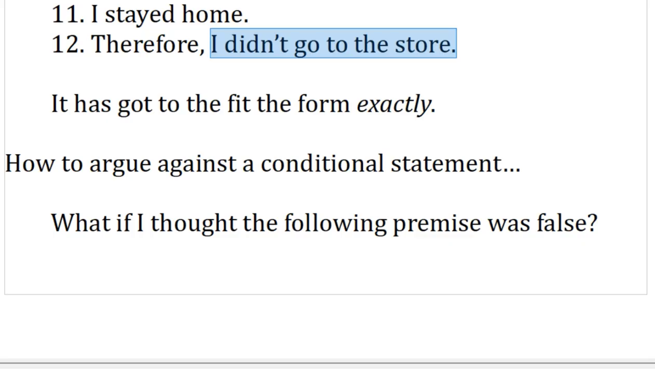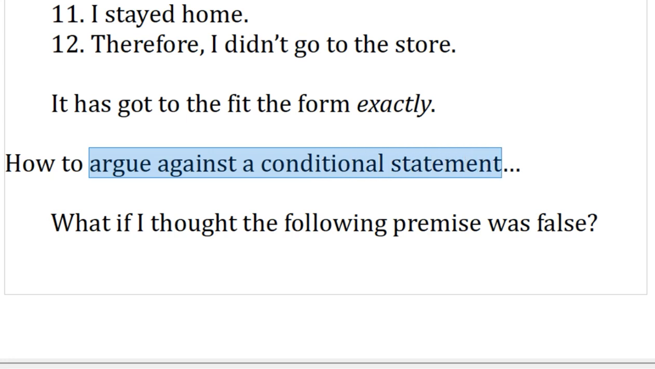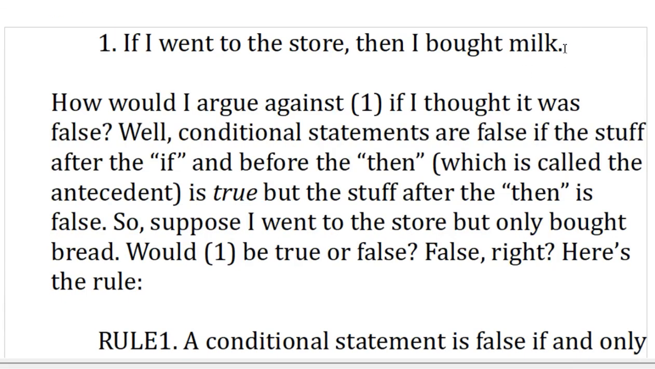So you use your rules, you put it into premise form, and then, once you're done with that, you have to pick a premise that you argue against or argue in favor of. And if you are going to argue against a conditional statement, that is, a premise that is an if-then statement, then these are some directions for you on how to do that. So what if you wanted to argue against a premise that said, if I went to the store, then I bought some milk? You're going to say, no, I think that's false. I want to argue against that.